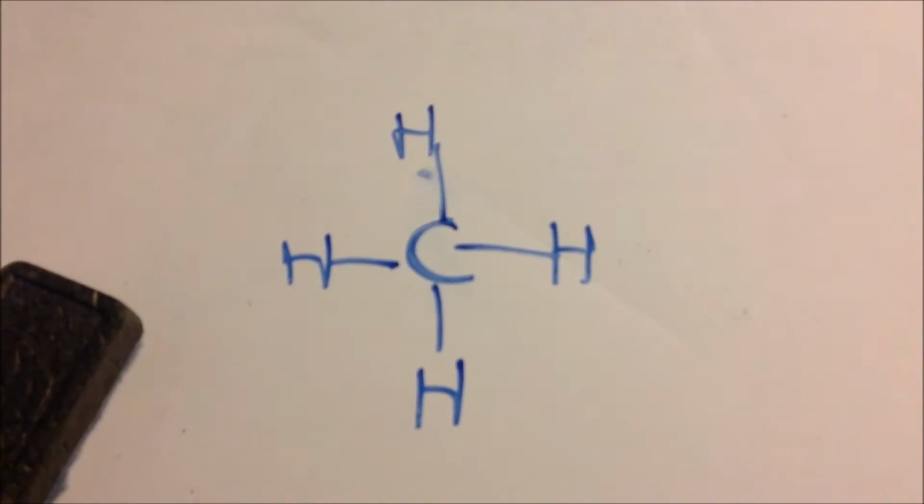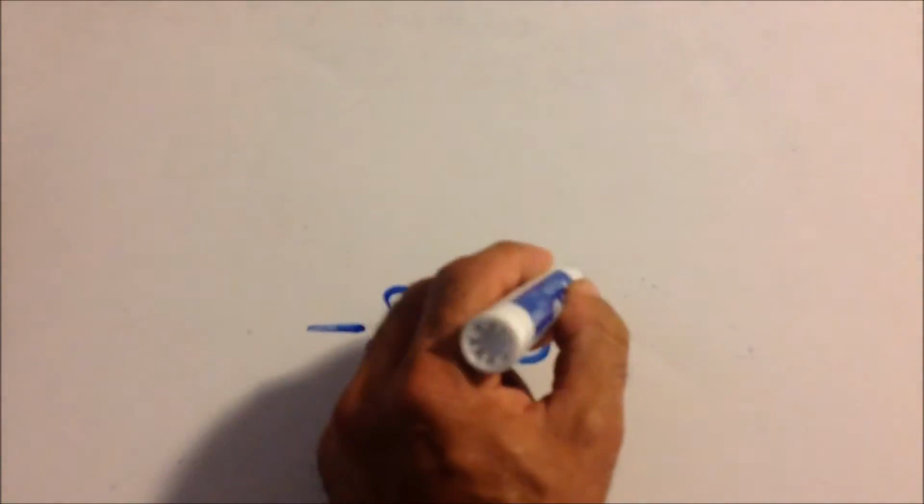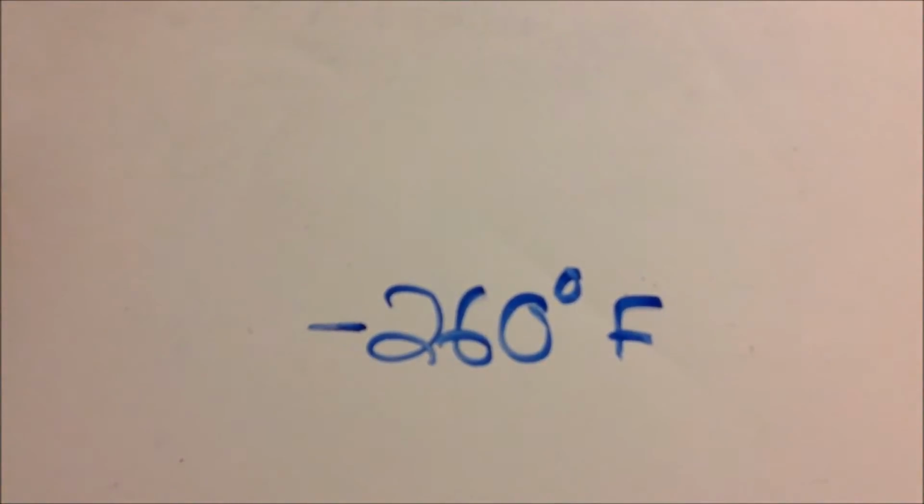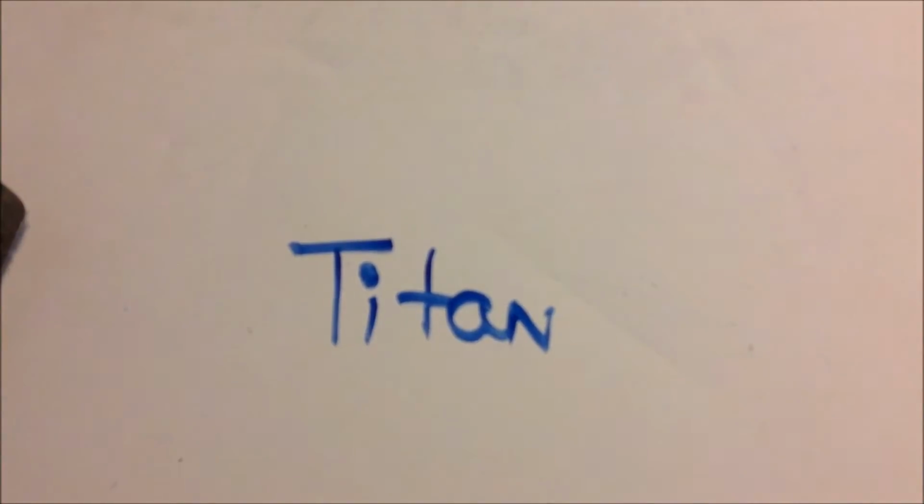Now, in order for methane to turn into a liquid, it has to be really cold, colder than anything we have on Earth. It has to be at least minus 260 degrees Fahrenheit, so that's extremely cold. So now that we know that, we can look at a question about a moon in the solar system, Titan. So Titan is a moon of Saturn, and it has oceans. It has not oceans of water, it has oceans of liquid.